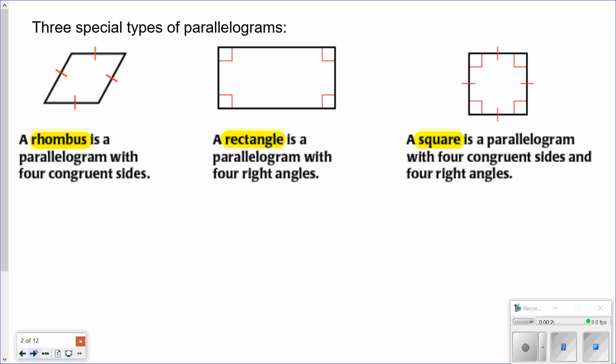Our next parallelogram is a rectangle, and a rectangle is a parallelogram with four right angles. And our last special type is a square. And a square is a parallelogram with four congruent sides and four right angles.